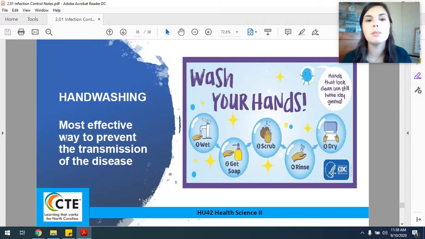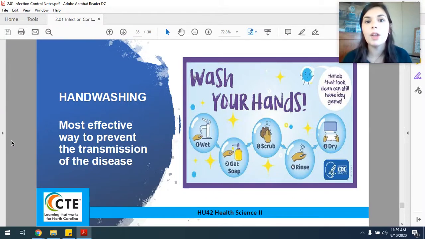Hand washing is the most effective way to prevent the transmission of disease. Hands that look clean can still have gross germs on them, and you're actually going to be learning about what the differences between hygienic and cleanliness are. So a few basic steps are, of course, to wet your hands, to get the soap, to scrub, to rinse, and to dry.